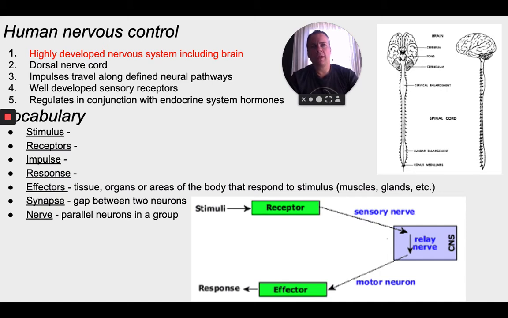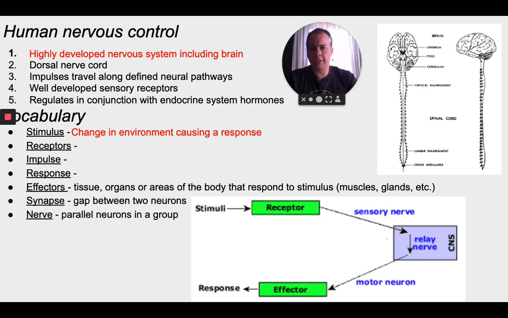So we need to define a few words here as we talk about the nervous system. And so the information coming into the system is called stimulus or stimuli. So this can be, as we said, information from the outside world, or it might be information coming from within the body as well. That can also be a stimulus. So stimuli come in.